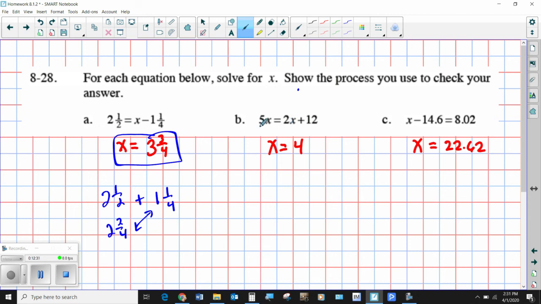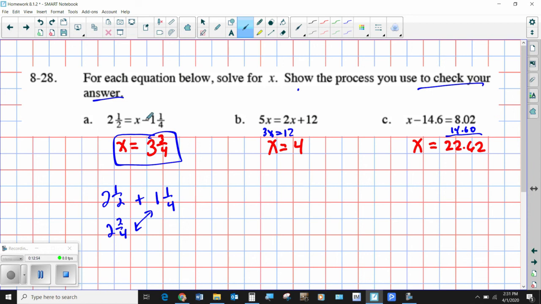Here, take away 2 x's from each side. That becomes 3x is equal to 12. I think that's pretty straightforward. And then here you add 14.6 to each side. I guess the trick here is to make sure that you line up your decimals. Other than that, I think those are pretty straightforward problems. And you should be checking your answer just to make sure that they're correct.